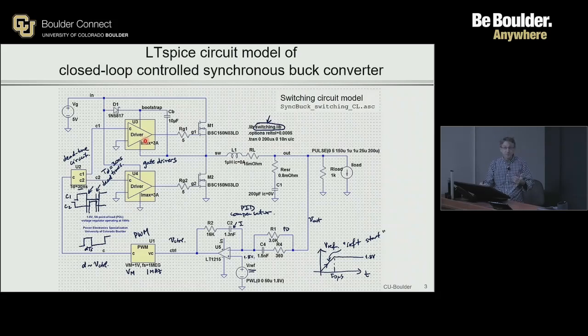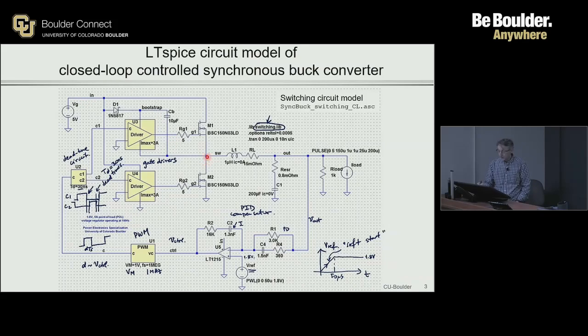That driver can be implemented in any number of ways. One way is to use what is called the bootstrap technique. So you basically have what is equivalent to an auxiliary power supply that floats up and down together with the switching node right here. And that function is provided by this energy storage capacitor C sub B. That capacitor is charged up through this auxiliary Schottky diode whenever the switch M2 is on.